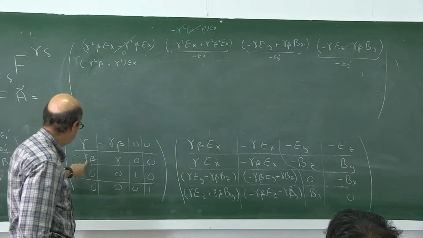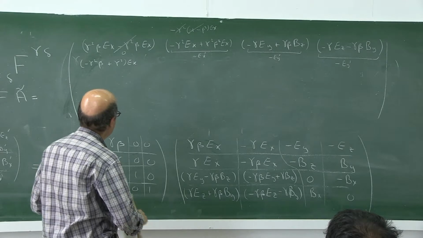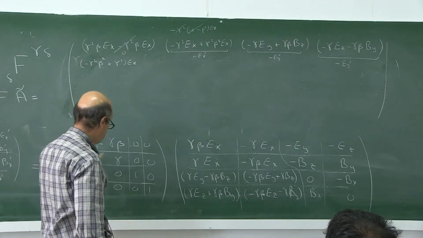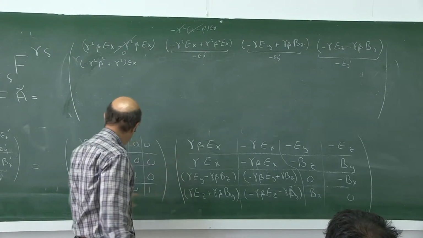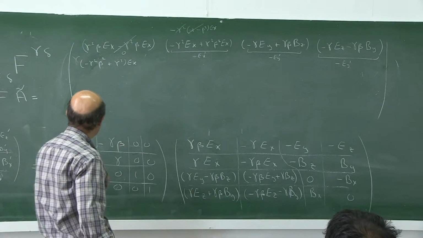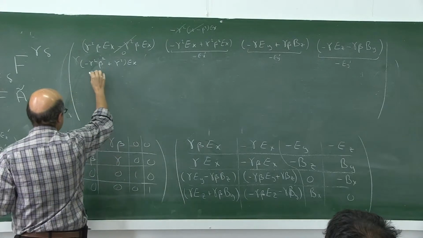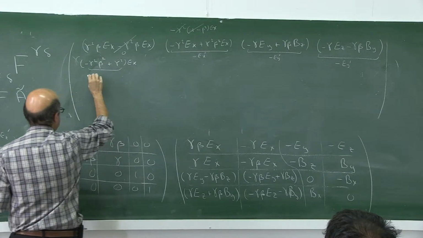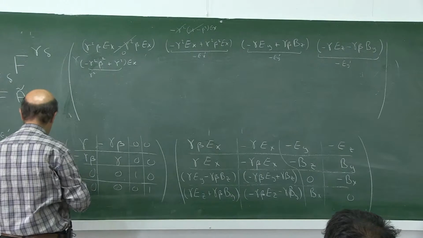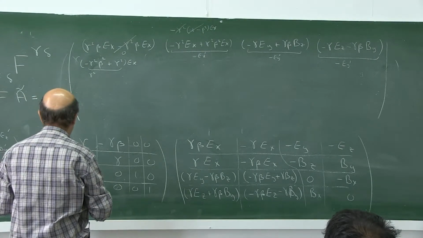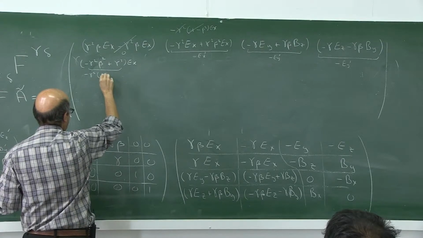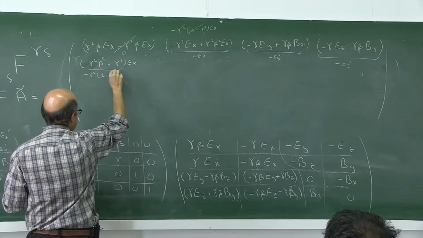So minus gamma square beta square, minus gamma square beta square plus gamma square. If you take the parentheses, it is in this form. And what is this? If you take the gamma square in parentheses, that is equal to what? Minus 1 minus beta square Ex.